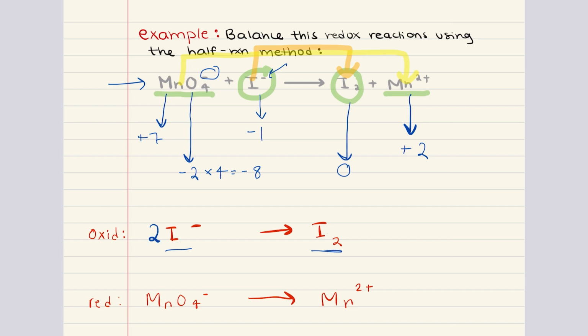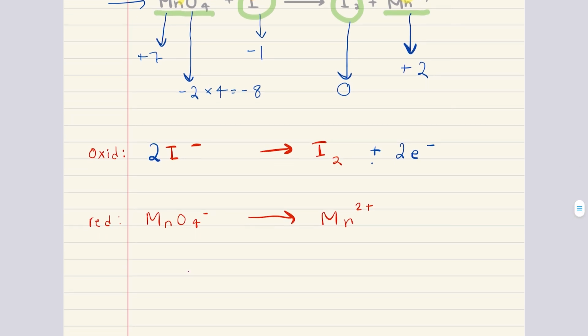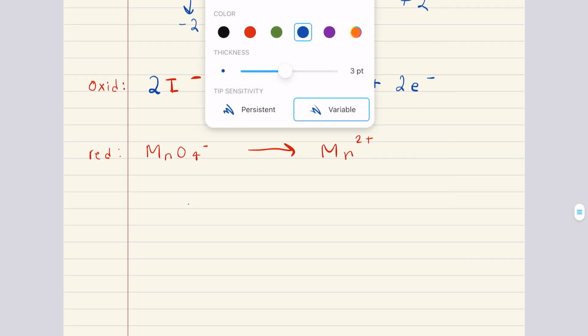Now that we have these atoms balanced, the only thing we're concerned with is also balancing the charges by adding electrons where they're needed. The charge on the reactant side is -2 because we have 2 iodide ions, and the charge on the product side is 0. To balance this, we're going to add 2 electrons to the product side. Now, our oxidation half reaction is all good and balanced. We can go ahead and move into our reduction half reaction.